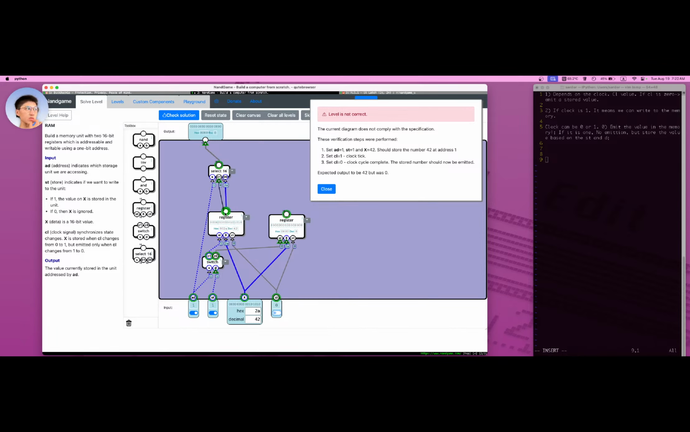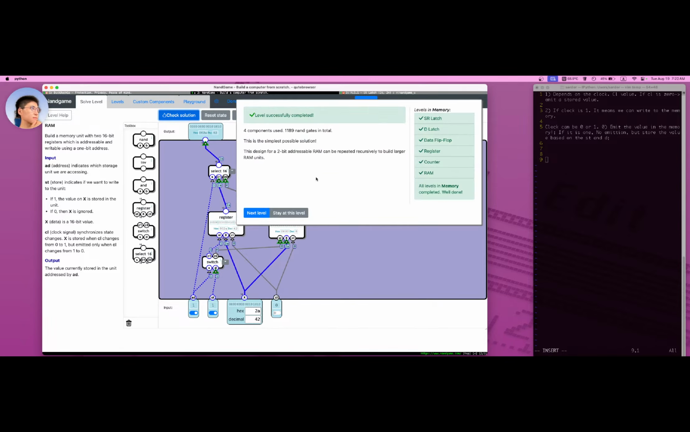We should change the order. Check solution. We made a mistake here because we should connect this one to here, but we did vice versa. Guys, congratulations. We finished this round.